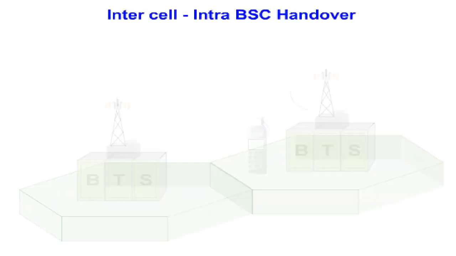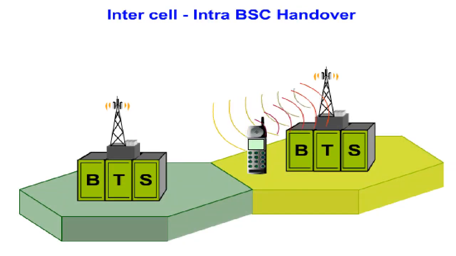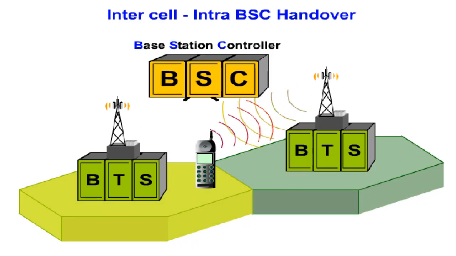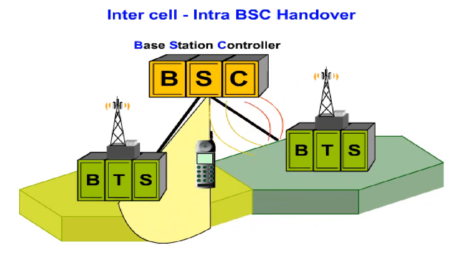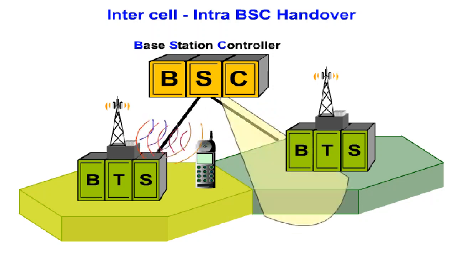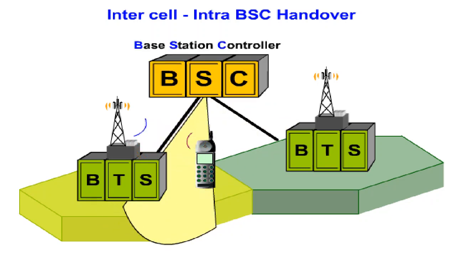The inter-cell intra-BSC handover takes place when a mobile user moves from one cell into a neighbouring cell, both controlled by the same BSC. The traffic connection to the old cell is discontinued as soon as the connection set up to the new cell is successfully completed. This process is controlled by the BSC.